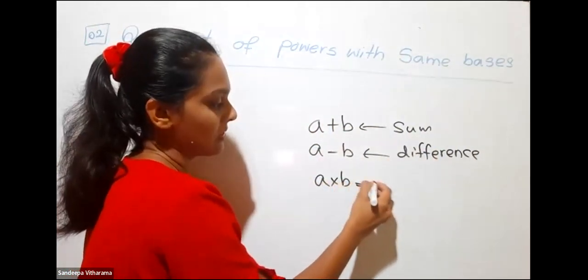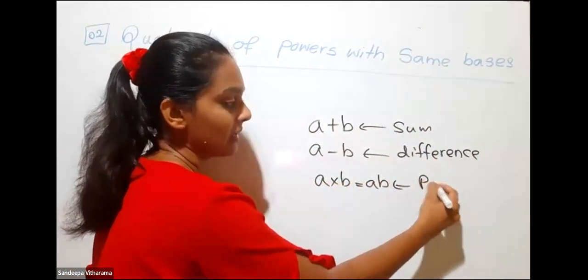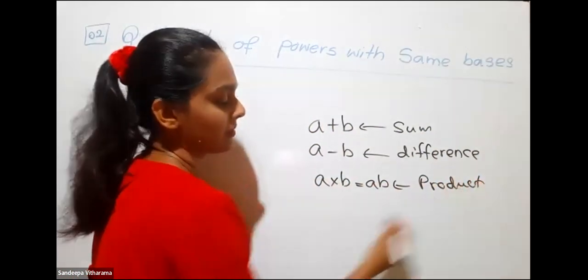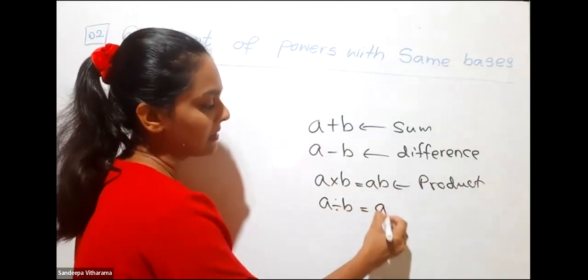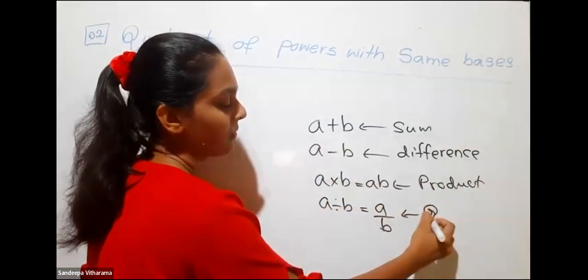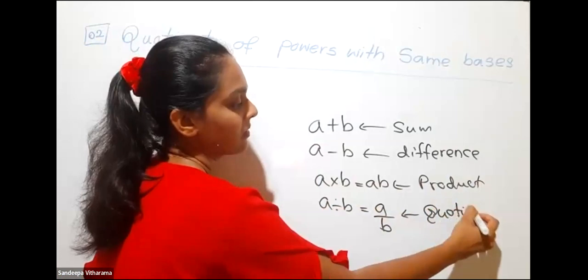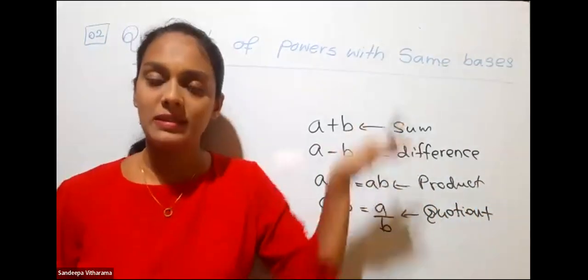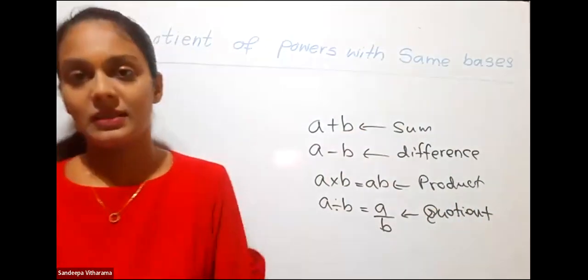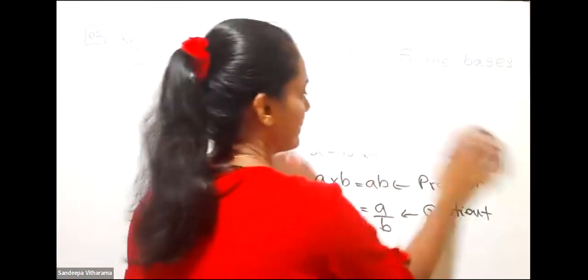Then the multiplication, it is called a product. This is called as a product. That means multiplication. Then division is written like this. For a division, we call it quotient. Then when you have this word, quotient, it means it is division. බෙදීමක් කියන එකට තමයි quotient එකක් කියලා කියන්නේ. හරිද?